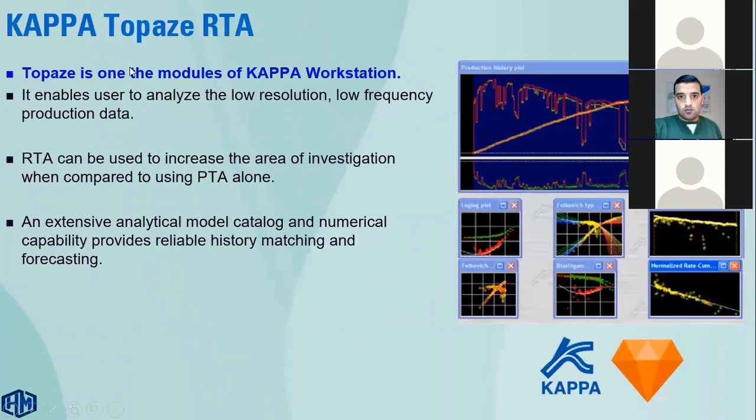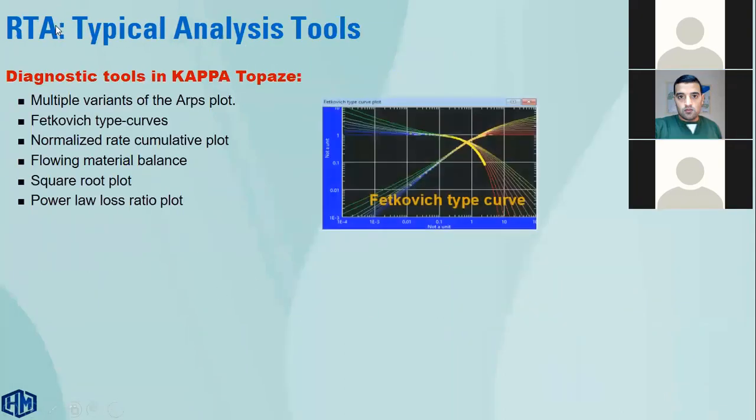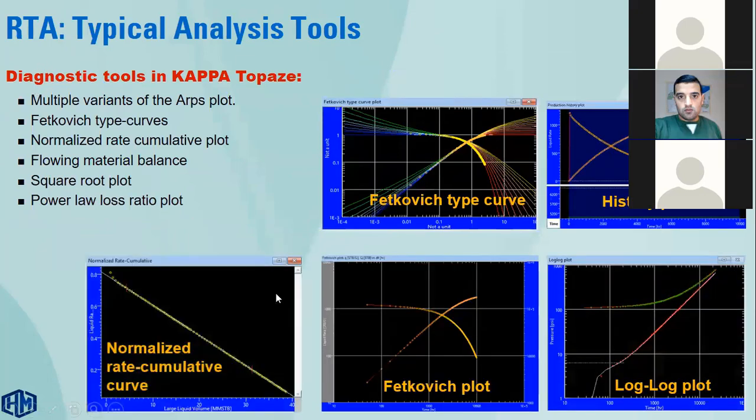Topaz software is typically used for RTA. Topaz is one of the modules of Kappa Orchestration. This software will be used to analyze production data to calculate the reservoir parameters and calculate reserve and estimated ultimate recovery. In Kappa, as you can see, we have different analysis tools, like the Fetkovich type curve, which is similar to OFM.